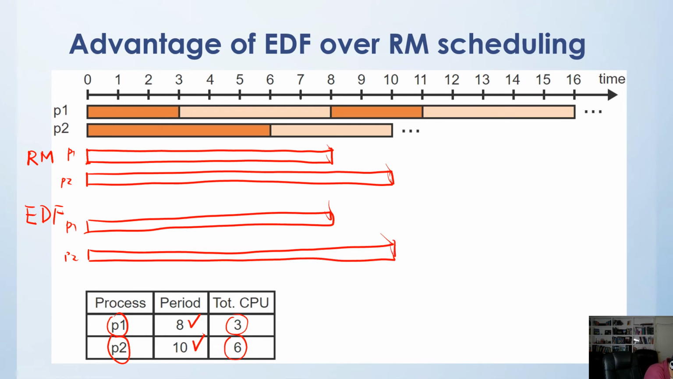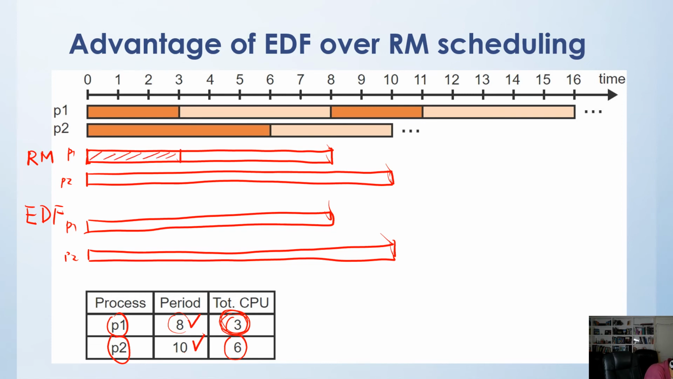Now for RM, P1 has the high priority because P1 has period 8, which is smaller than P2. So P1 has high priority. When P1 requests the CPU, P1 gets it, and P1 starts to run the computation of length 3, the total CPU time. I'm sorry, not 8. So P1 is going to run for 3 time units.